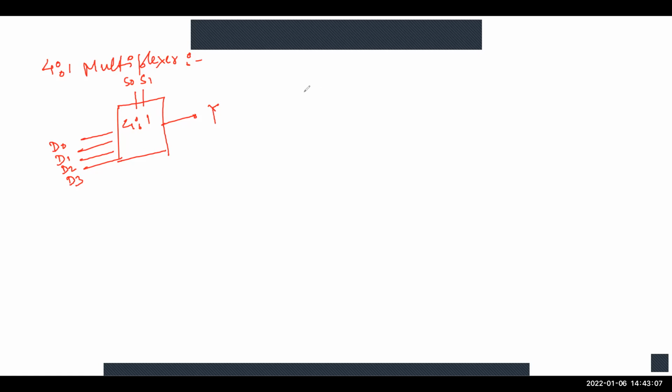So here, data, select inputs, and another column is the output. So what is the input here? What is the input here? Hello, are you getting my voice?